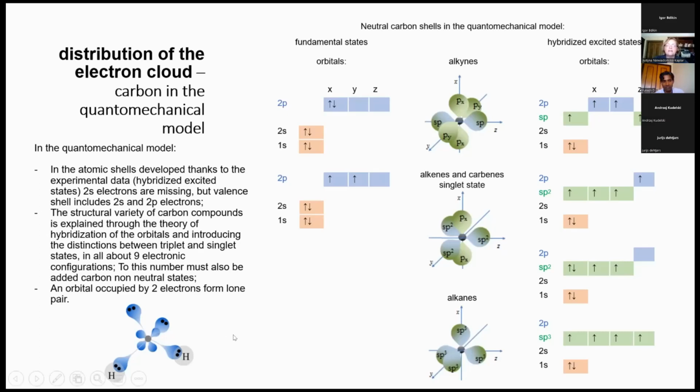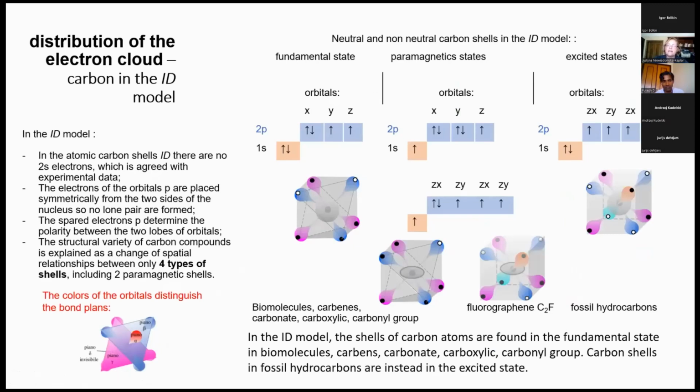In the quantum mechanical model, an orbital occupied by 2 electrons forms a lone pair. In the ID model, in the atomic carbon shells, there are not 2s electrons, which agrees with experimental data. They are 1s and 2p electrons. The electrons of the p orbitals are placed symmetrically on the 2 sides of the nucleus, so no lone pairs are formed. The spared p electrons determine the polarity between the 2 lobes of orbitals. The structural variety of carbon compounds is explained as a change of spatial relationships between only 4 types of shells, including 2 paramagnetic shells, so including non-neutral shells.